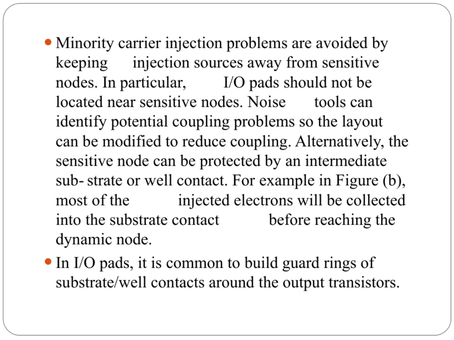To help identify areas where coupling might be a problem, noise analysis tools can be used. Once potential issues are found, the layout can be adjusted to minimize this coupling. Another effective approach is to protect the sensitive node by introducing an intermediate substrate or well contact, which acts as a barrier. For instance, in the example shown, most of the injected electrons are captured by the substrate contact before they can affect the dynamic node.